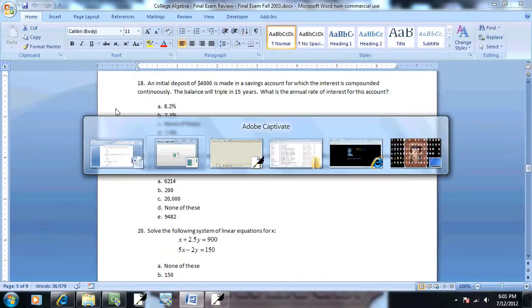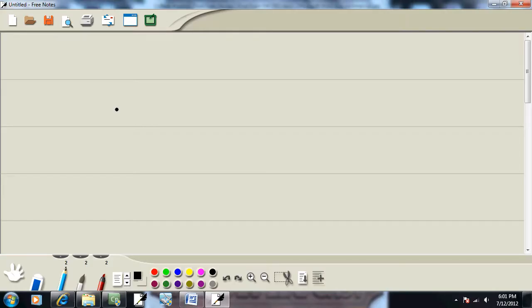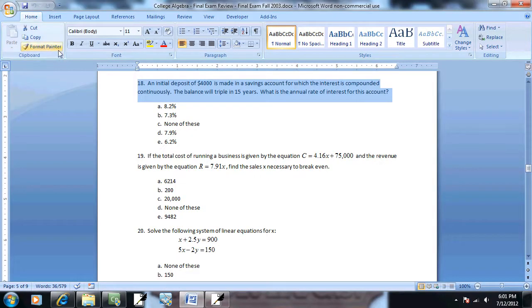Let's take a look at number 18. It says initial deposit of $4,000 is made in a savings account for which interest is compounded continuously. Balance will triple in 15 years. What is the annual rate of interest for this account?